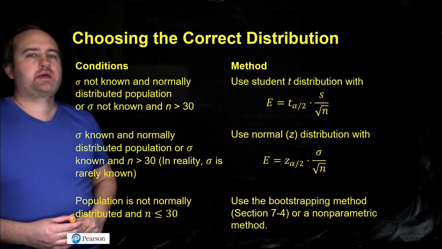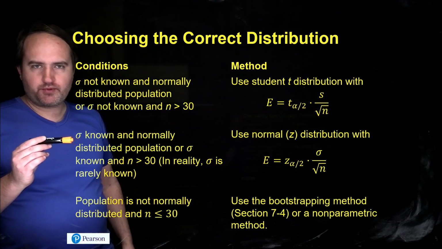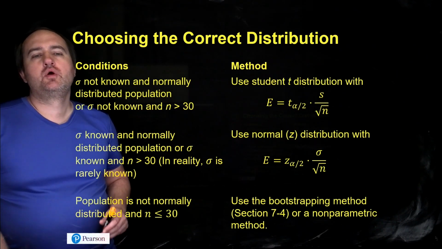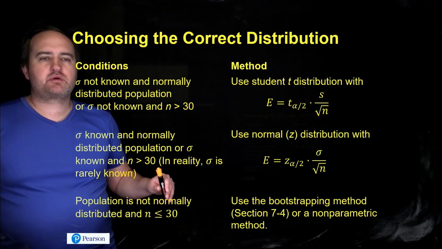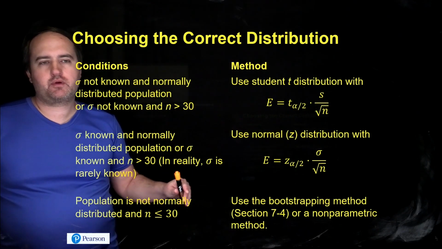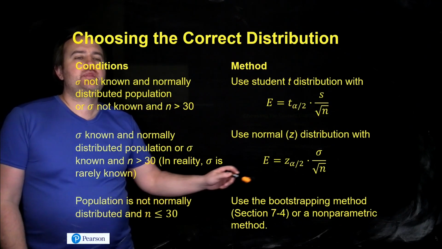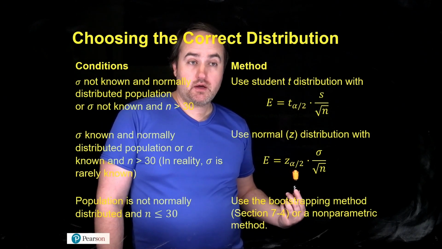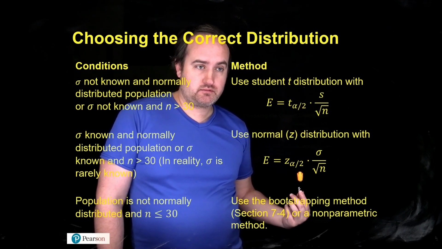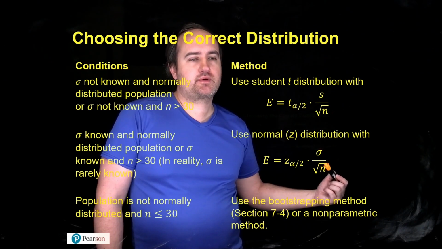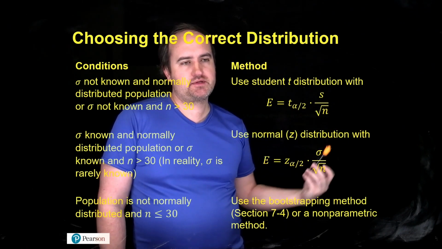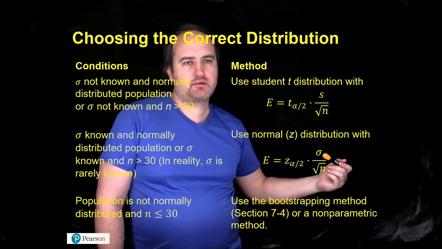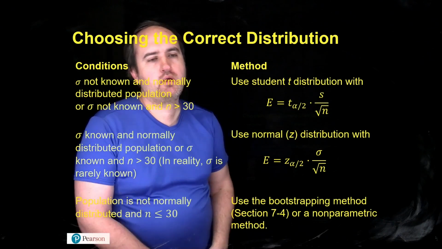Okay, if you somehow did know sigma, but you didn't know mu, and your population was normally distributed, or you knew sigma and n is greater than 30, as they point out here in our book, in reality, sigma is rarely known, then you would use z sub alpha over 2, the critical value on the bottom right corner of table A2, times sigma over the square root of n, which is basically just this formula. It's just that instead of t, they have z, and instead of s, they have sigma. But it's still the same formula.